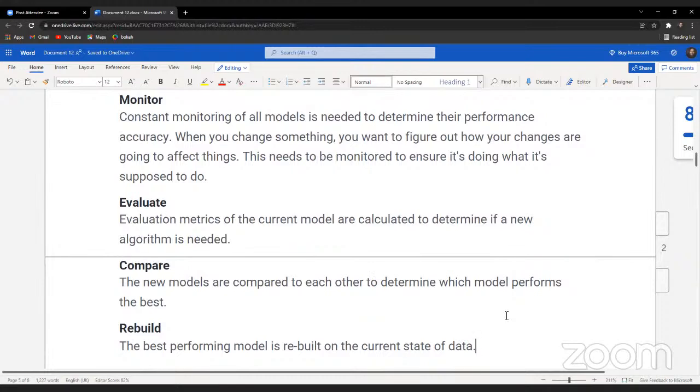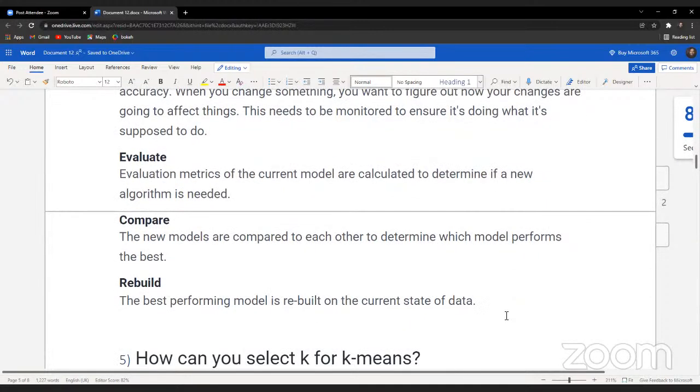So we'll get to know about it by comparing, and then rebuilding. The best performing model is rebuilt on the current state of data. So we have to rebuild the best performing model.